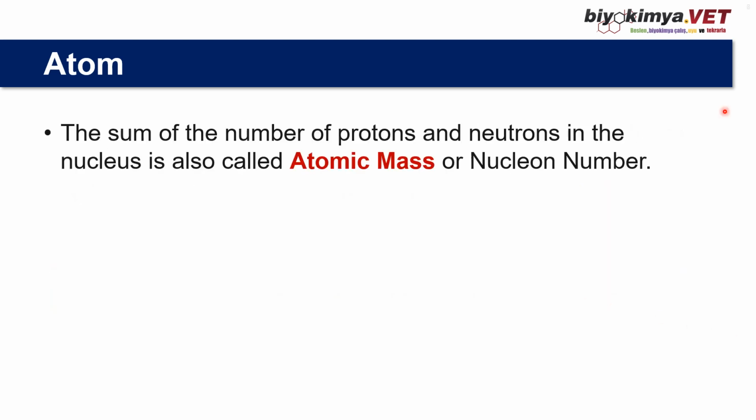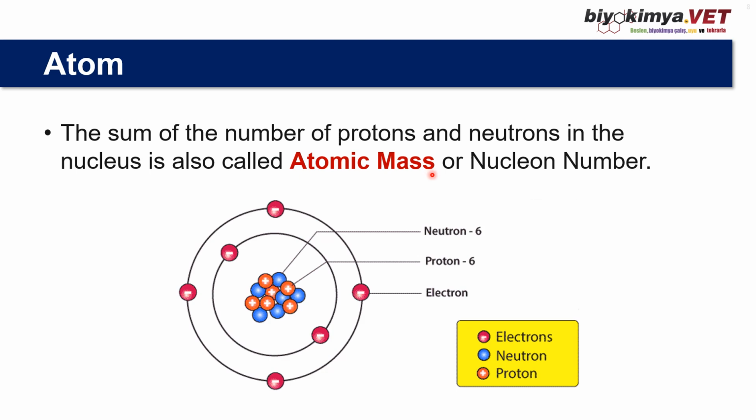The sum of the number of protons and neutrons in the nucleus is called atomic mass or nucleon number, but the common term is atomic mass. And here you see an atom showing an illustration having electrons, neutrons, and protons, having six protons and six neutrons. Thus, the atomic mass will be 12 as an expression in unit.